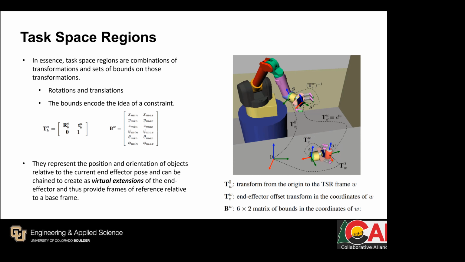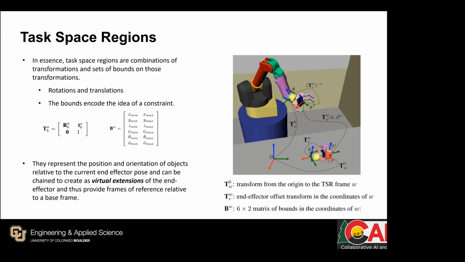These task-based regions also can be chained together to create virtual extensions of the end effector. It's almost as though you're virtually like adding links to a robot arm. That can provide kind of a unique way to express like relative positions to objects that might also move as you manipulate them during a planning problem, like a swinging door or opening a door.